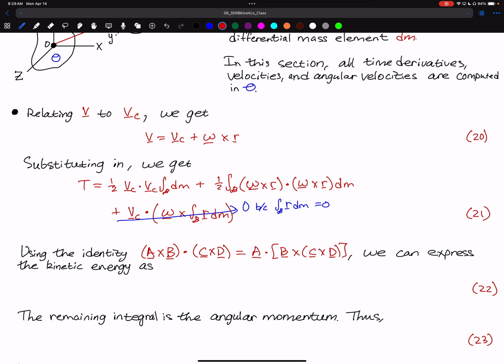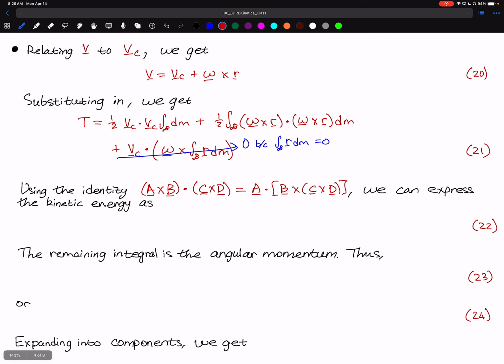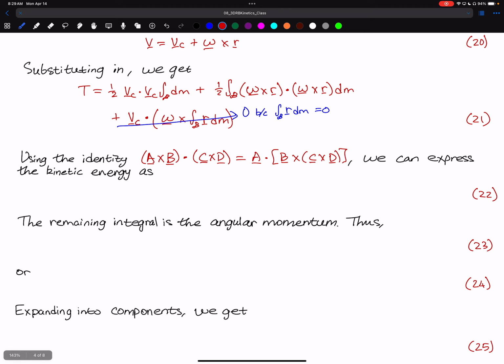We'll then use the following identity shown there, and then we can write that our kinetic energy here, T is equal to 1/2 integral over the body of dm, that is just the total mass of the system, so 1/2 m times the velocity of the center of mass dotted with itself plus 1/2 omega dotted with the integral over the body of the quantity r crossed with the quantity omega crossed with r, and then all of that times dm.